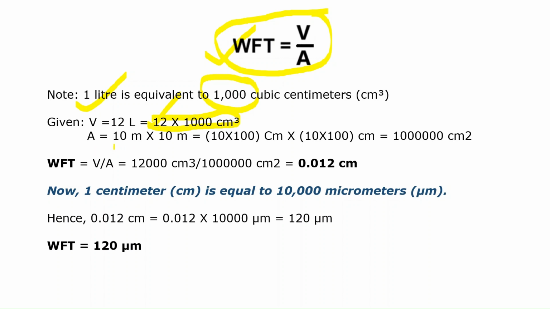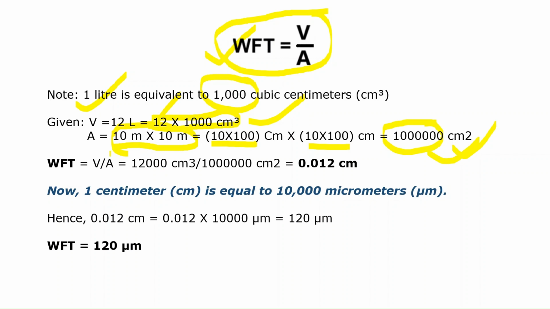Now the second one is the area, which is given as 10 meter by 10 meter. That also we'll convert into centimeters. 1 meter is equal to 100 centimeter, so 10 meter will be 10 into 100. So 10 into 100 centimeter by 10 into 100 centimeter will be equal to 10 lakh square centimeter. So we have converted our volume and area into centimeters. Our volume is 12,000 cubic centimeter and area is 10 lakh square centimeter.